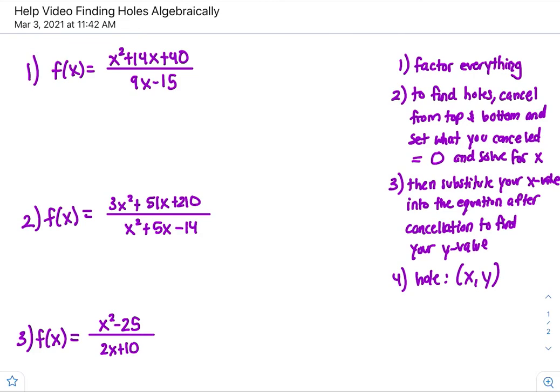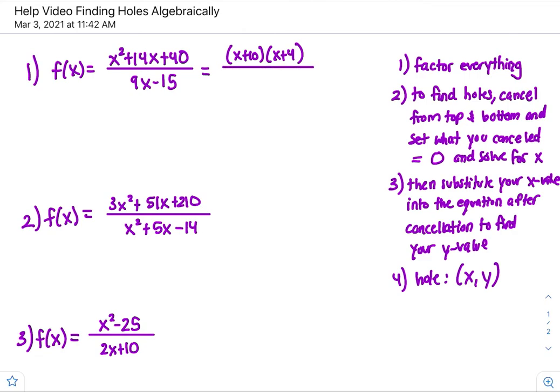Help video: finding holes algebraically. So in this video, we're going to be finding our holes. The first step is to factor everything. So I'm going to factor this out. Using your x method, you should have gotten x plus 10 times x plus 4.